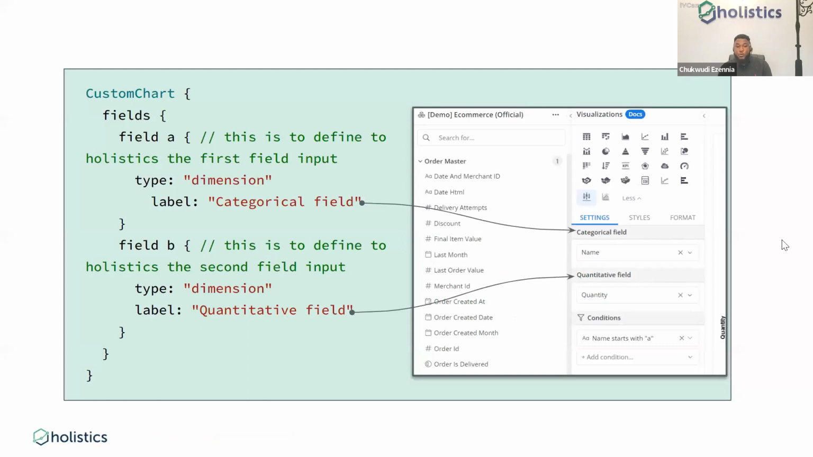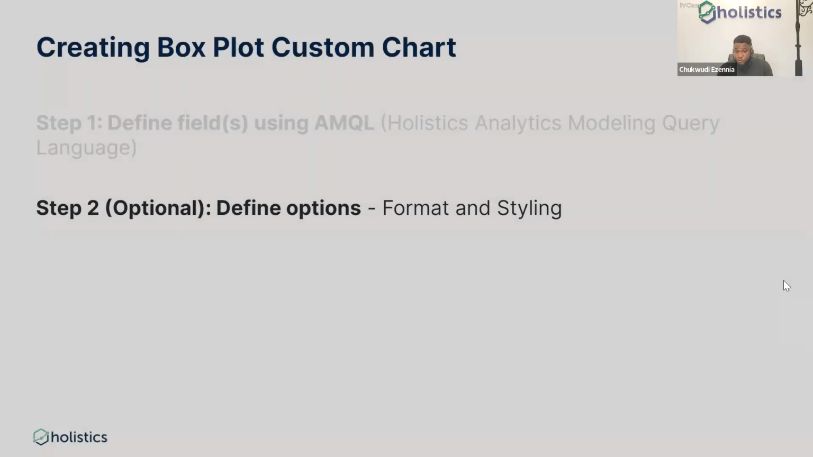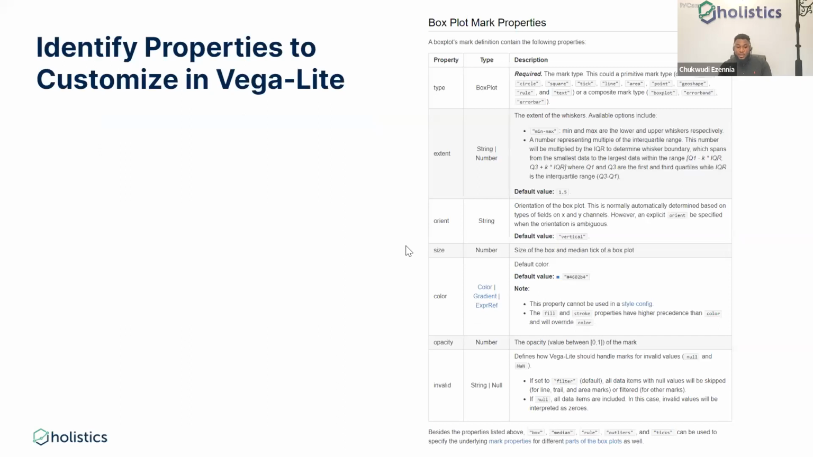So moving back to the next step, which I believe we are going to find interesting, because this is now where we do a lot of things around fonts, colors, backgrounds, size, and all of those. One interesting thing about the VegaLite library is that for the mark we're using, which is the box plots, we're actually given a list of various property types which we could play around with and modify in Holistics. We are able to check extent, set maybe the outlier scale, set orientation, size, color, opacity, all of these things.